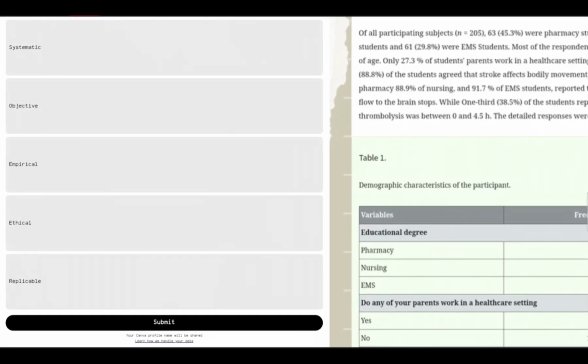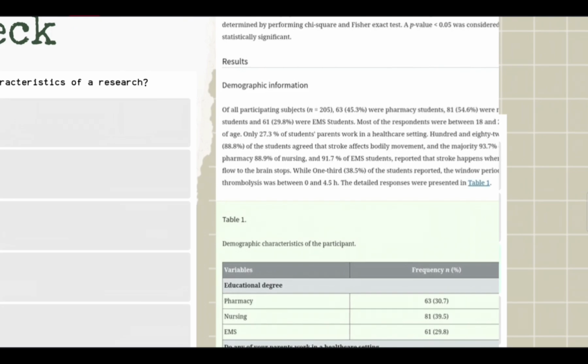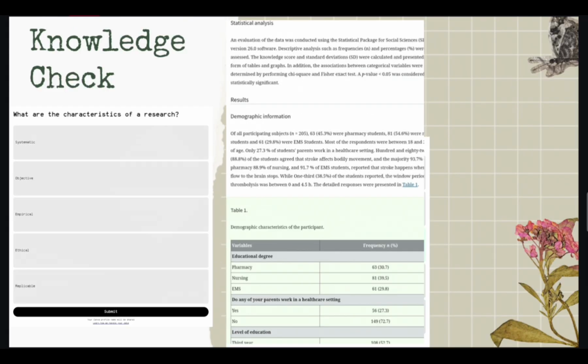And then replicable means, see, I talked about it being systematic, objective, based on proper data, and every methodology is explained in it, it's transparent. So if I read this paper and I just go and follow this, I will be able to replicate similar kind of results that are available over here by these researchers. So we are done with the characteristics of research.